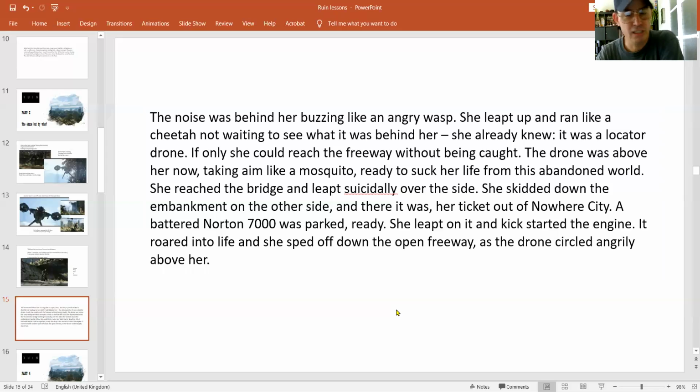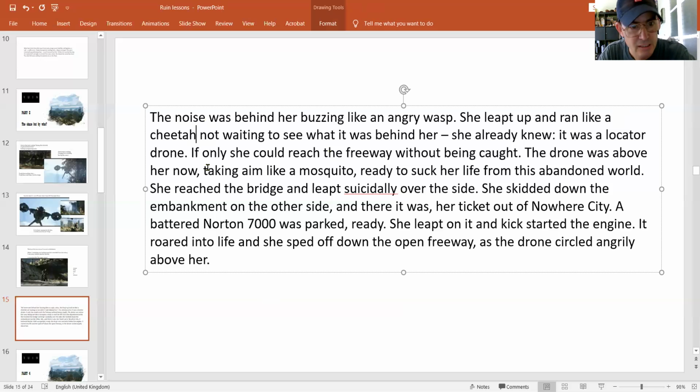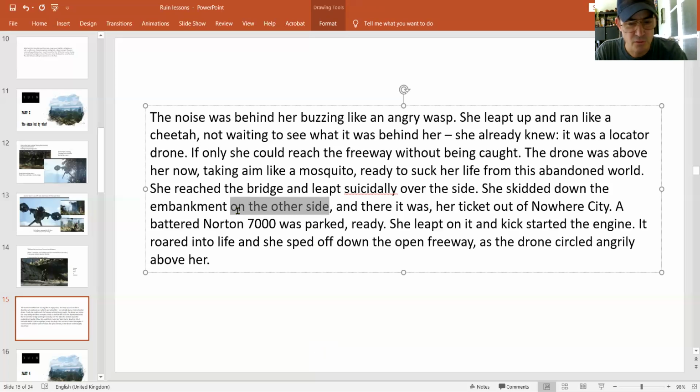Let's just have a little check, final check, and then we'll move on. The noise was behind her, buzzing like an angry wasp. She leapt up and ran like a cheetah, not waiting to see what it was behind her. She already knew it was a locator drone. If only she could reach the freeway without being caught. The drone was above her now, taking aim like a mosquito, ready to suck her life from this abandoned world. She reached the bridge and leapt suicidally over the side. She skidded down the embankment. On the other side, we've got that already.